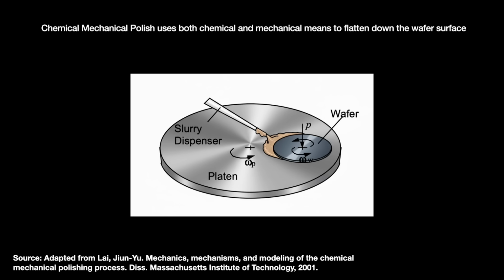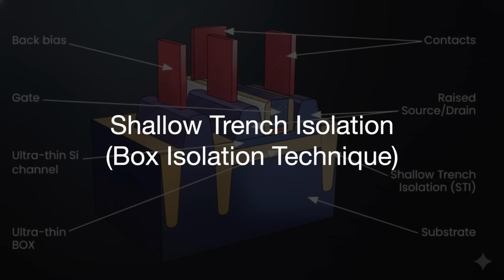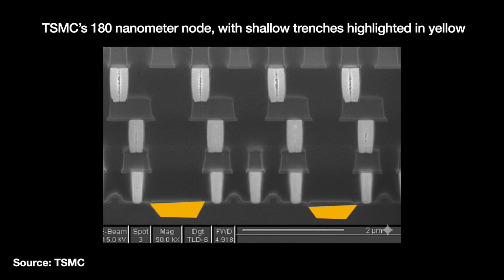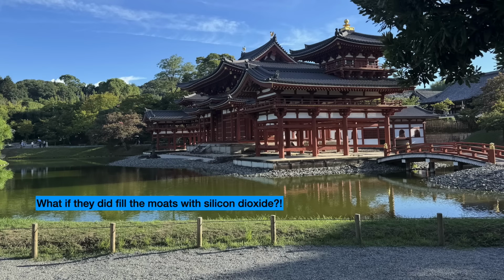So the semiconductor fabs adopted a new process, shallow trench isolation, or STI, sometimes also called the box isolation technique. STI digs shallow nanoscale trenches between transistors and fills them with insulation, silicon dioxide in this case. So, kind of like moats around castles. Well, the medieval folks didn't fill the moats with silicon dioxide, but you know what I mean.